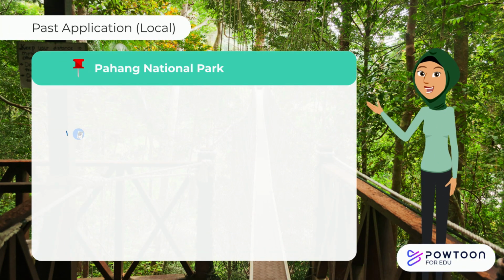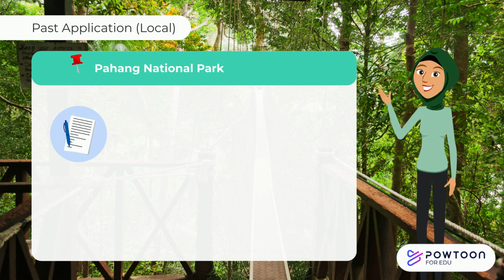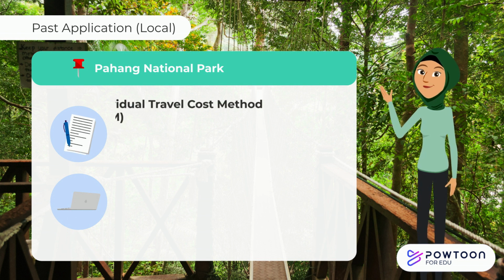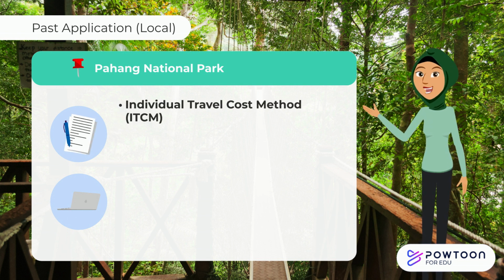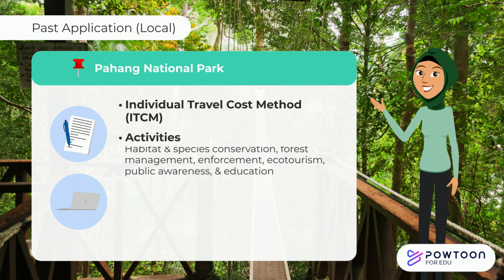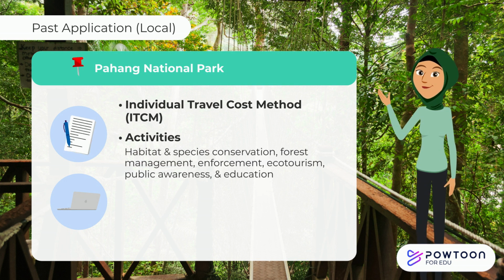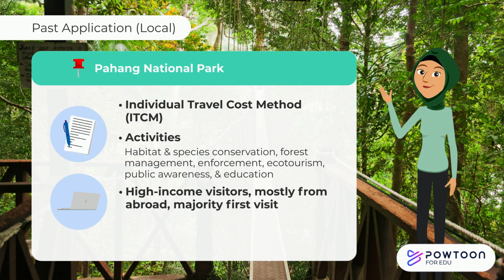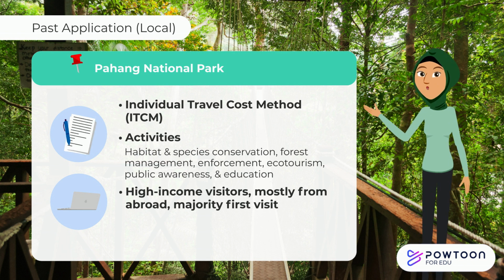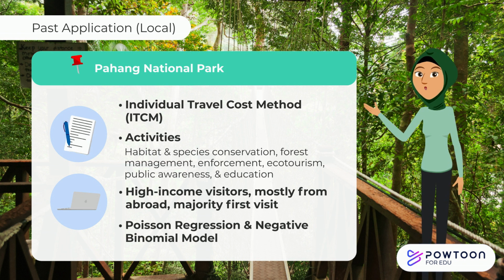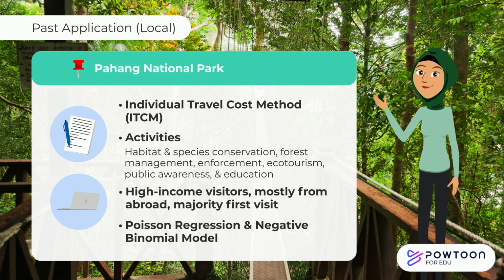Pahang National Park. Primary data was gathered through questionnaires distributed to Pahang National Park visitors, complemented by secondary data from various sources. The study employed the individual travel cost method, ITCM, due to its suitability in incorporating socioeconomic factors, unlike the zone method. Pahang National Park engages in activities such as habitat and species conservation, forest management, enforcement, ecotourism, public awareness, and education. The park attracts high-income visitors, mostly from abroad, with a majority making their first visits. Poisson regression and negative binomial model were applied to determine consumer surplus, with the latter proving more significant for the national park.